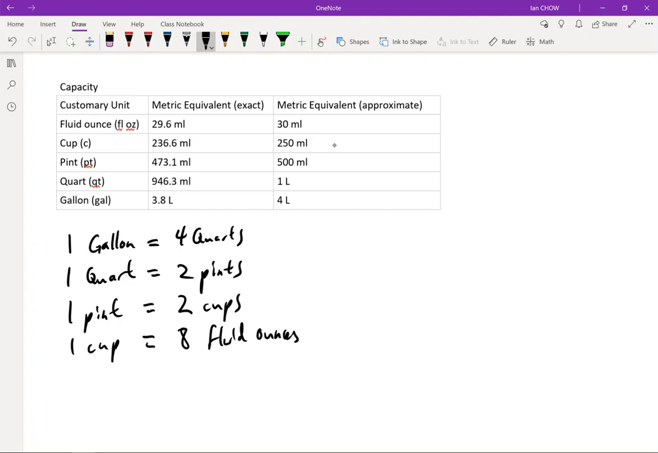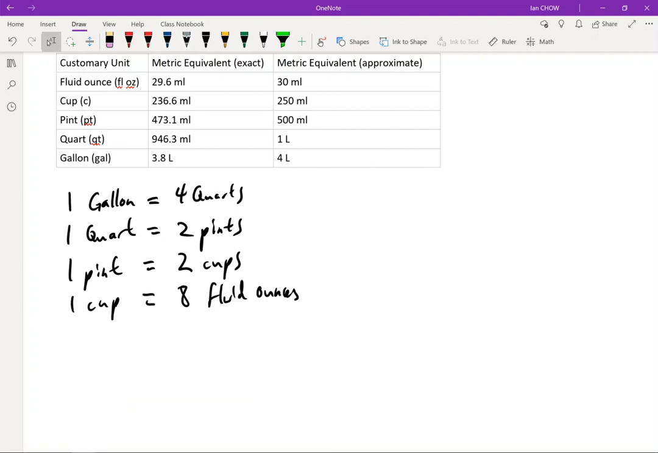So let's choose the appropriate measuring unit. We don't actually have to convert in this lesson. We don't need to convert, but we just need to be able to choose the appropriate measuring unit.